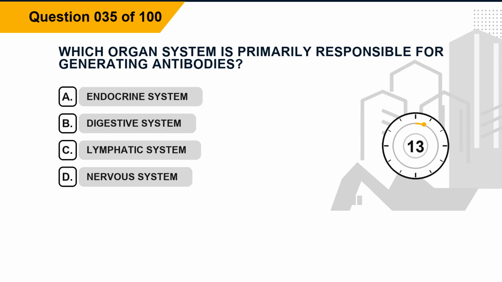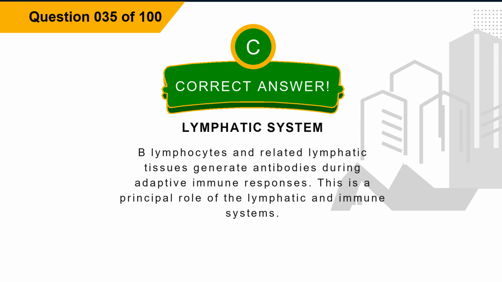Question 35. Which organ system is primarily responsible for generating antibodies? Option A, endocrine system. Option B, digestive system. Option C, lymphatic system. Option D, nervous system. The correct answer is option C, lymphatic system.